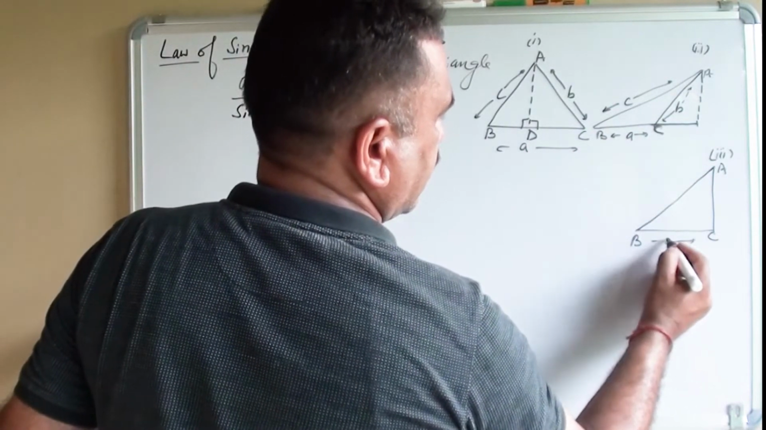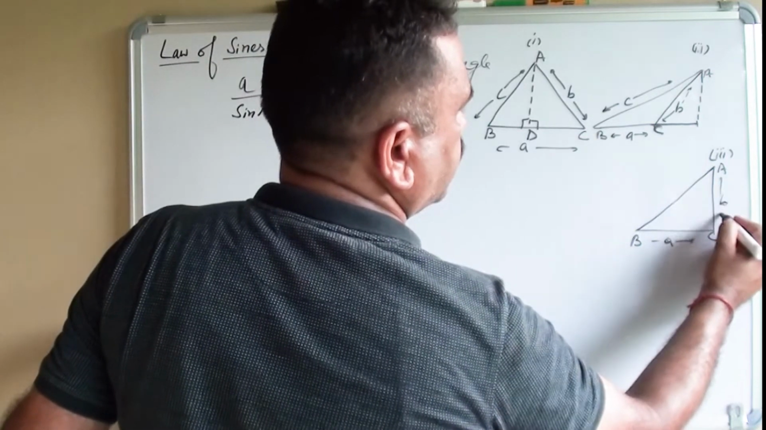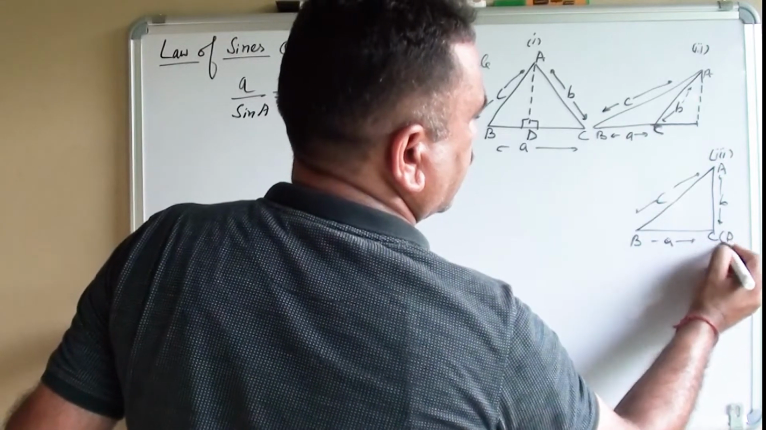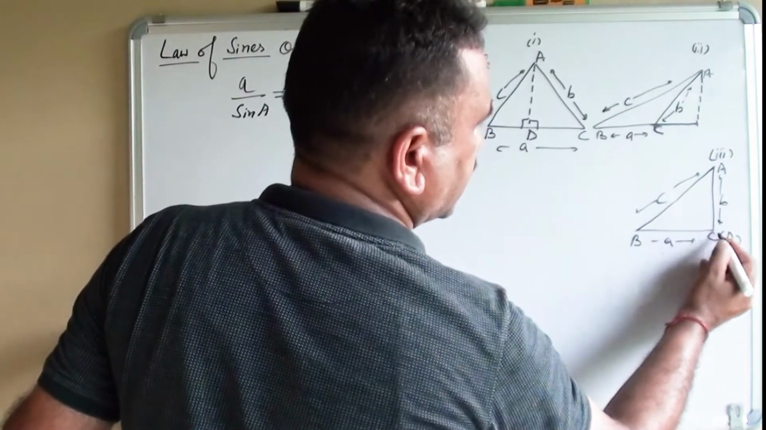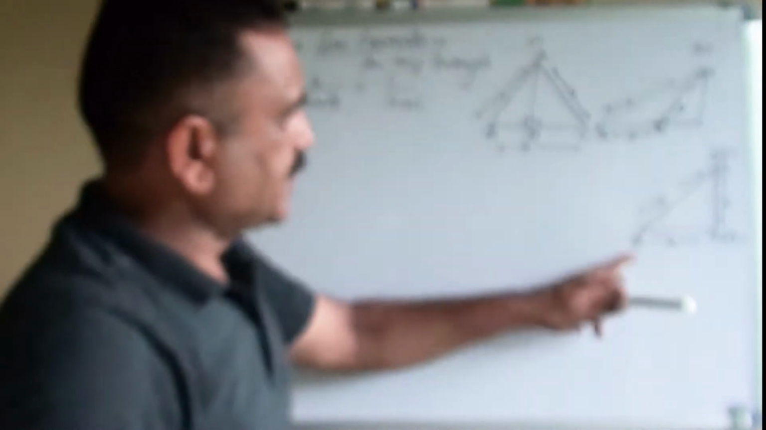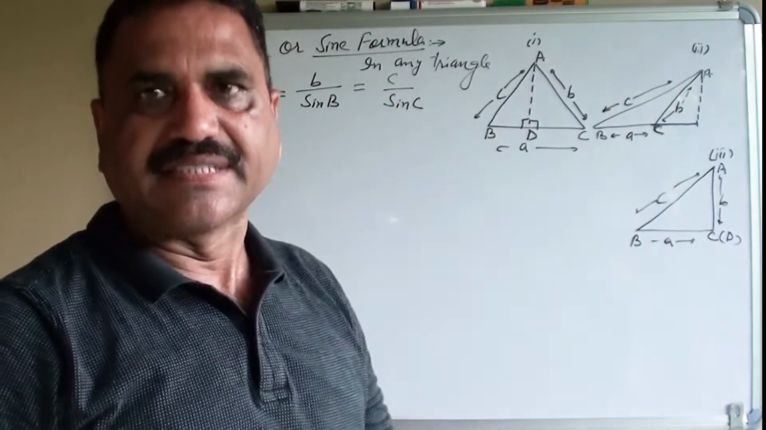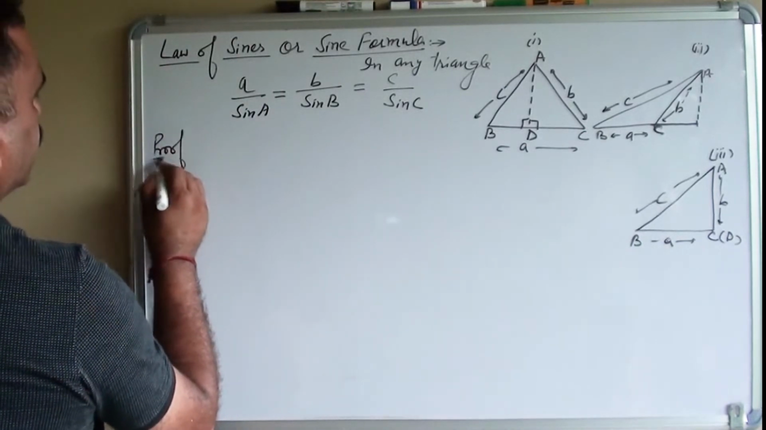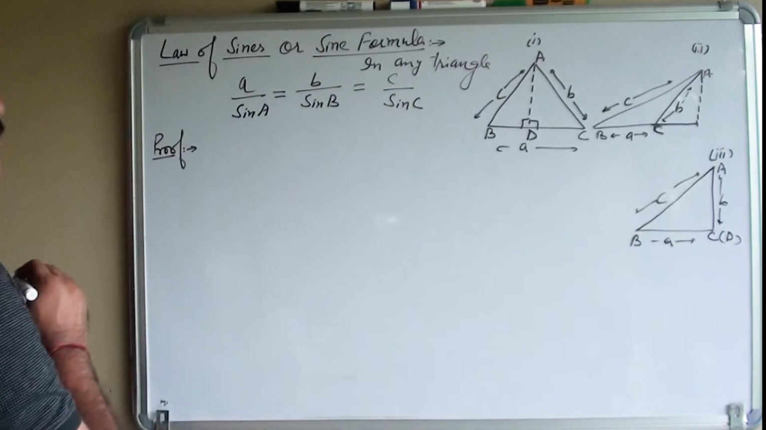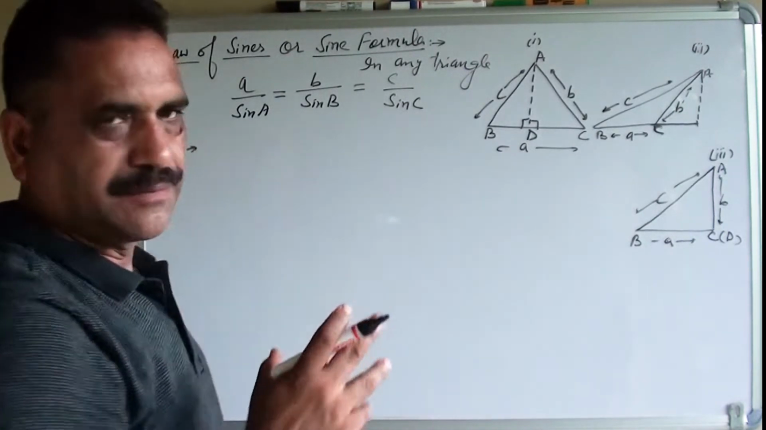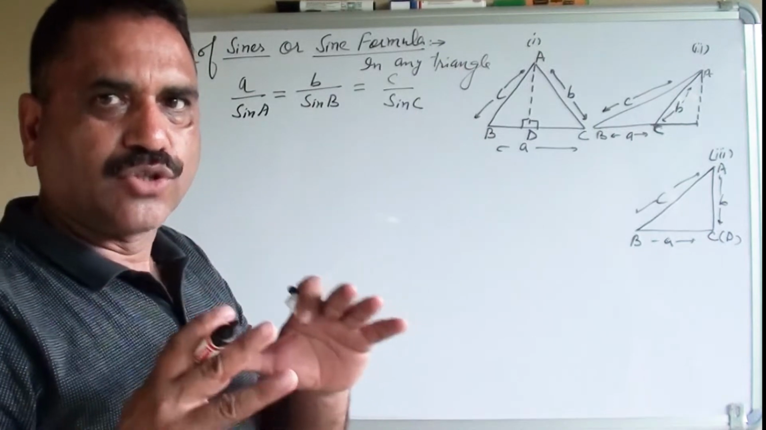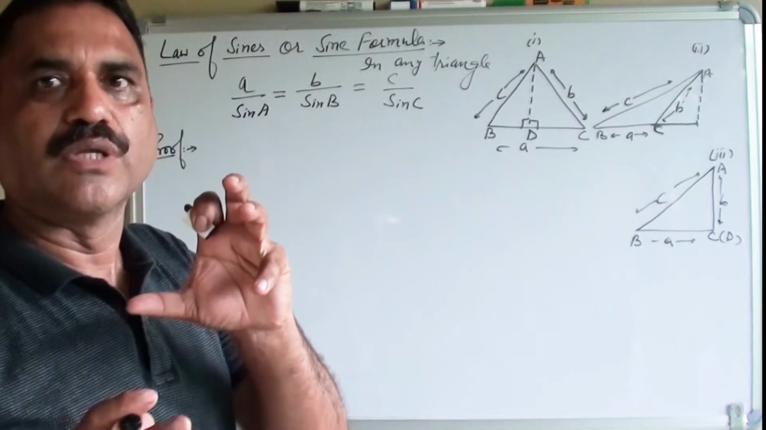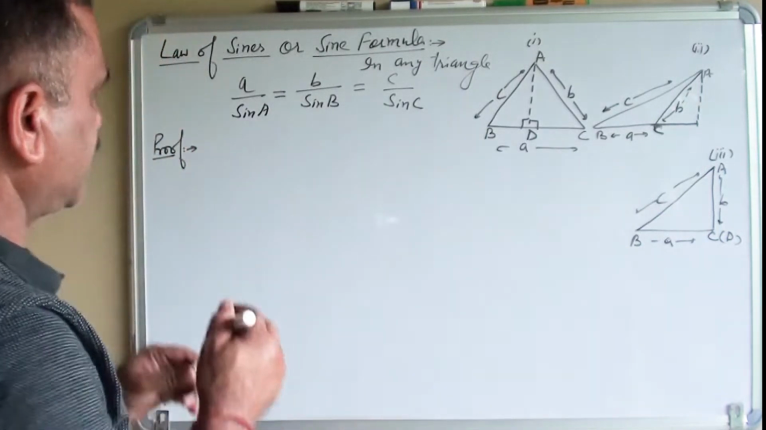Similarly, this is a, this is b, this is c. And here again AD is perpendicular to BC. That means C and D points are the same. So the proof of this sine formula or law of sines, that is, the lengths of the sides of triangles are proportional to the sines of the angles opposite to the sides.